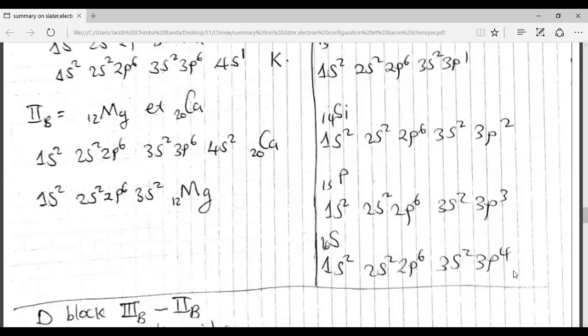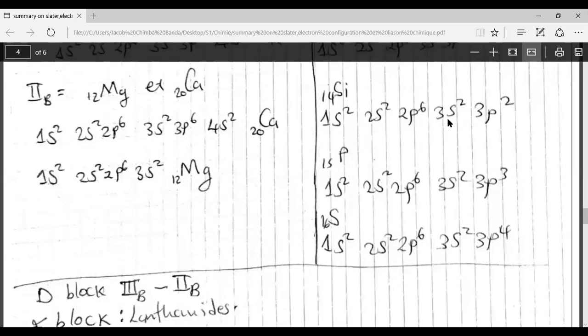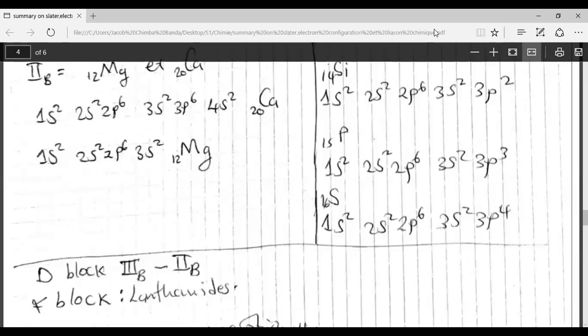Then F is similar also. For D block, it is group 3B to group 2B. These represent the elements which are in the middle. So you can try writing the configuration, and you find that they always end in D also. They always end in D. Under the periodic table, I think that's the most important thing you have to know. I don't know if I'm clear.